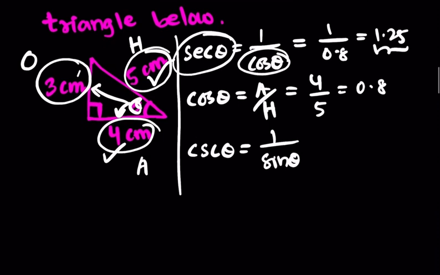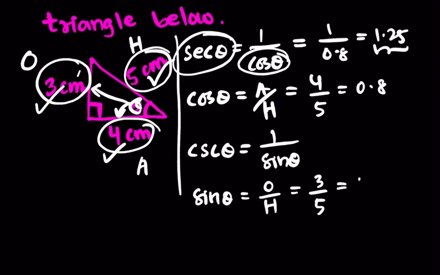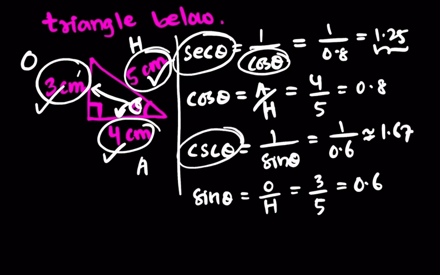Cosecant theta is given by 1 over sine theta. Let's find sine theta first. Sine theta is the ratio of opposite over hypotenuse. Opposite in this case is 3 and hypotenuse is 5. So 3 over 5 is equal to 0.6. Substitute here. 1 divided by 0.6 is approximately equal to 1.67. So cosecant theta is equal to 1.67.